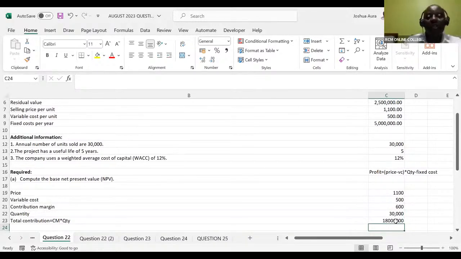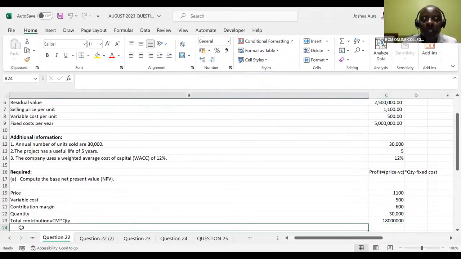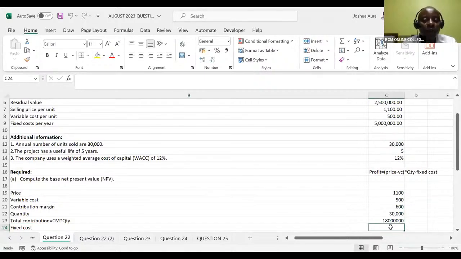So what do you think I shall do to be able to get a profit? To get profit, I need to remove fixed cost. So I need to type fixed cost here. Fixed cost is given as 5 million, but please don't pick it directly. I want you to learn this the very normal, ordinary way. So come and tell us this is 5 million. Just type it yourself, type it like that.